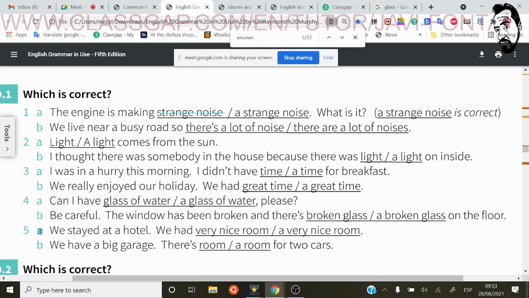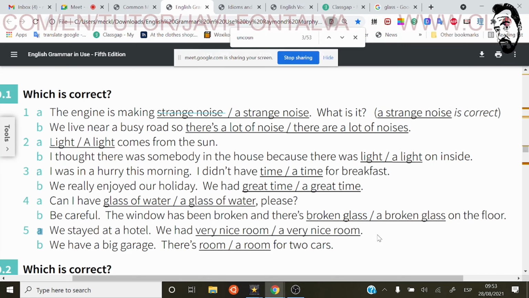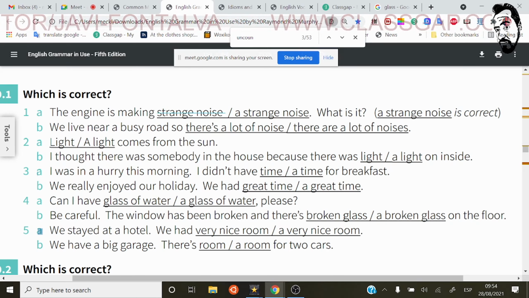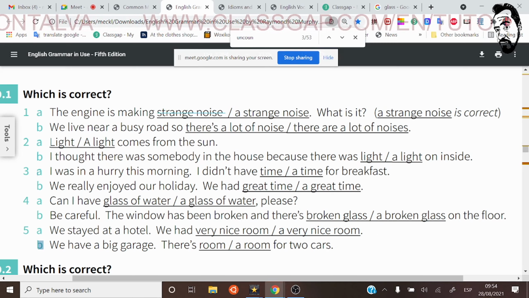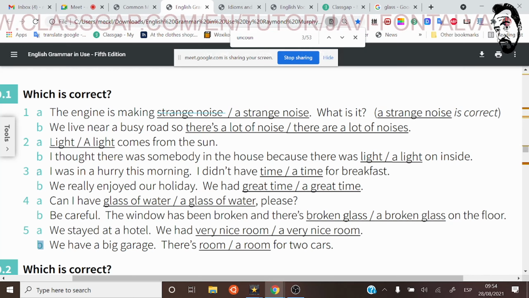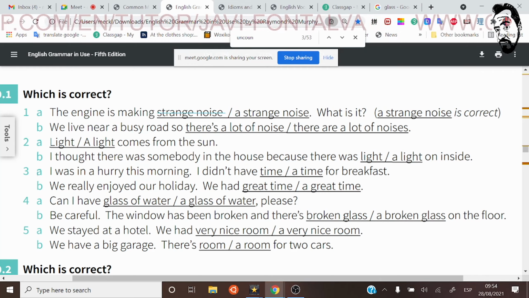Okay, 5A. We stayed at a hotel. We had a very nice room. So a very nice room. And 5B. We have a big garage. There's room for 2 cars. Perfect.